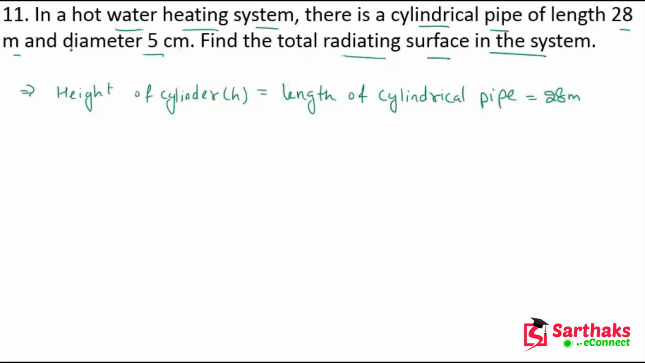Now you can see the diameter is 5 centimeter, meaning the unit is centimeter, and the length, or height, is 28 meter. Now we are converting this meter into centimeter. So we get 28 into 100 centimeter, so we get 2800 centimeter. Now here is the diameter of the circular pipe.